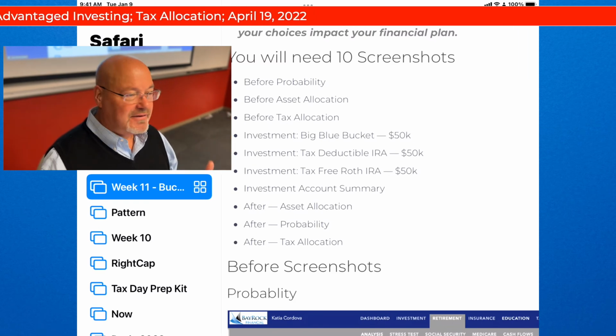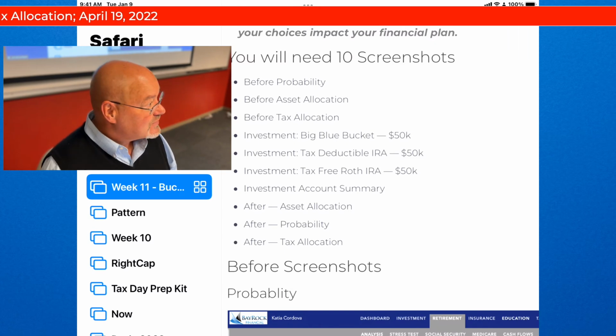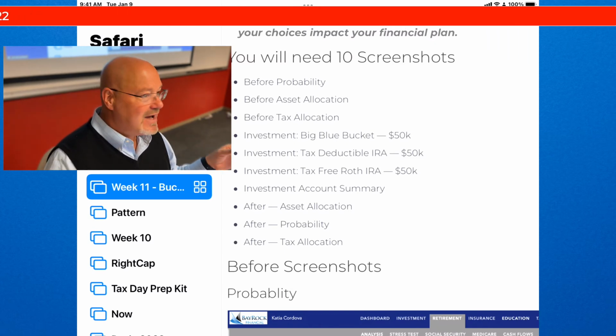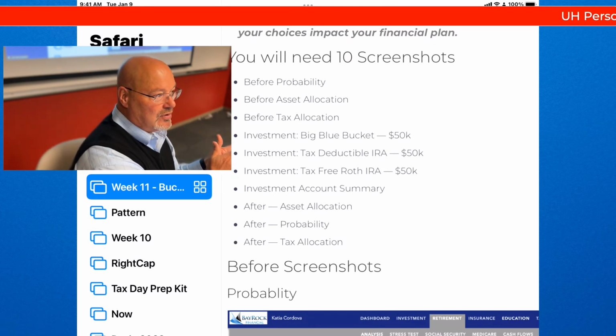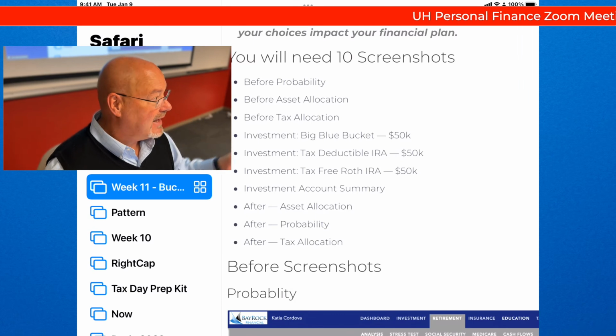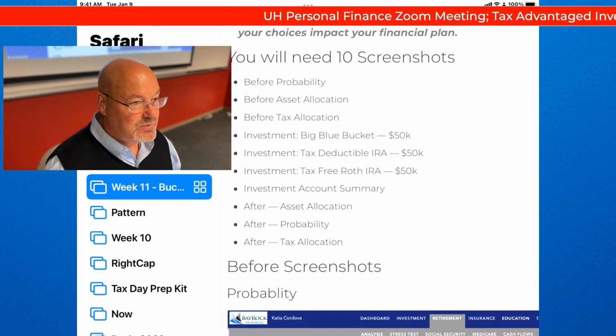Very important part of a financial plan is how much money do you have that is tax-free, how much do you have that's tax-deferred, and how much do you have that's actually taxable. So you're going to have those three types of accounts in your plan. So it's really super simple to do, but it's part of this week's assignment.